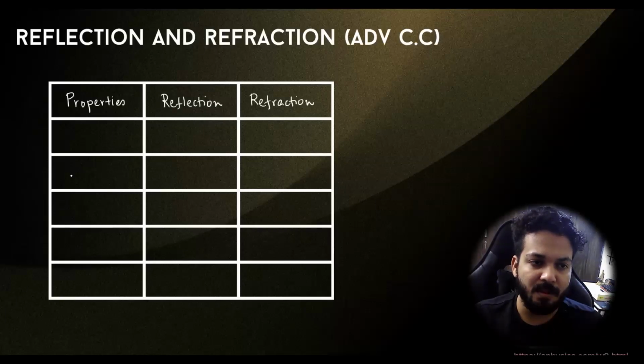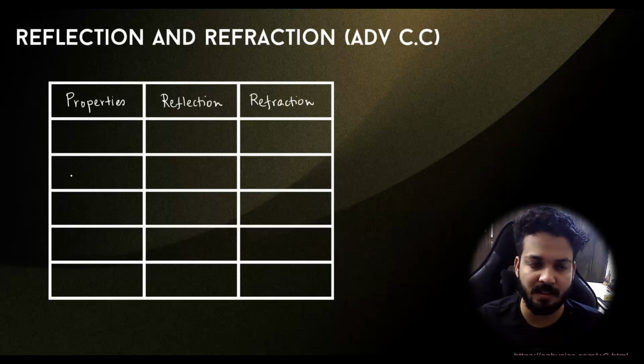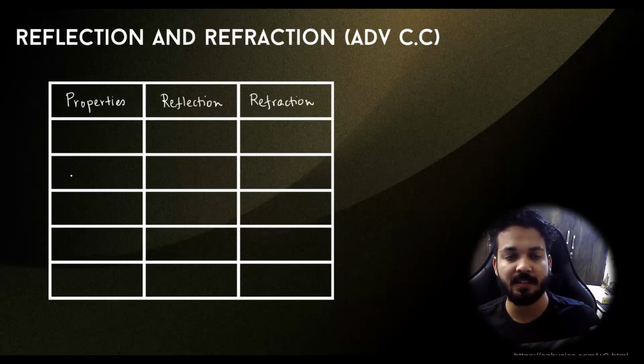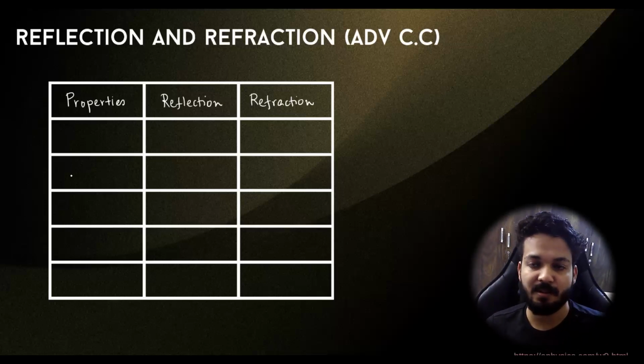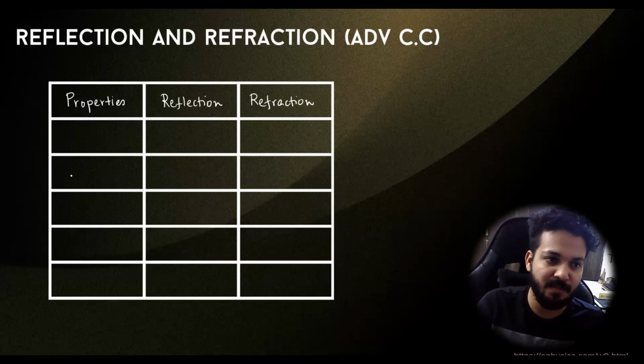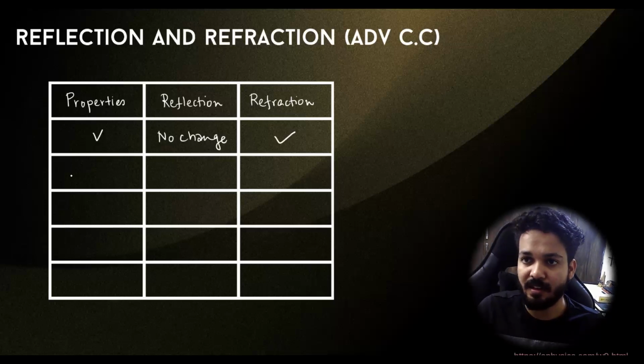Let's talk about a few properties during the reflection and refraction process. The other word for refraction in this case would be transmission. So I want to talk about a few properties, whether they change or not during reflection and transmission. For example, velocity. There is no change in velocity during reflection, but there is change during the transmission process. So once it goes to a different medium, the velocity does change.